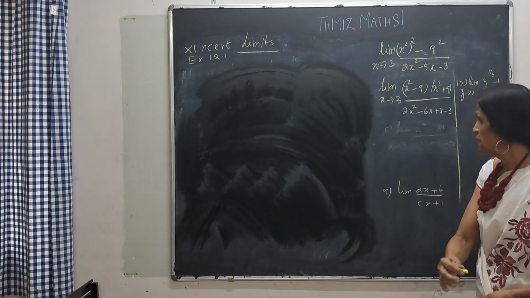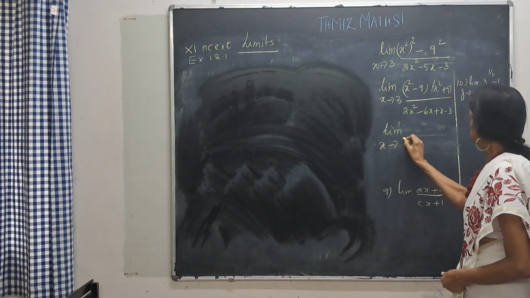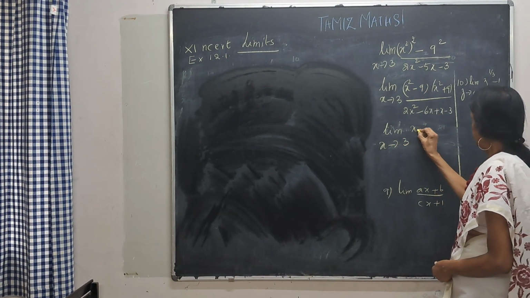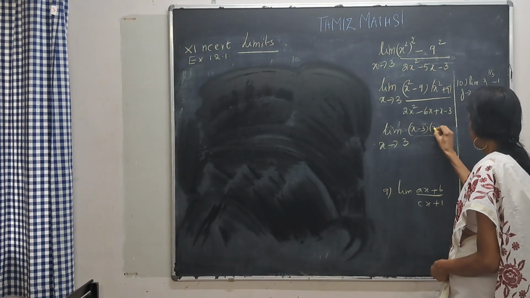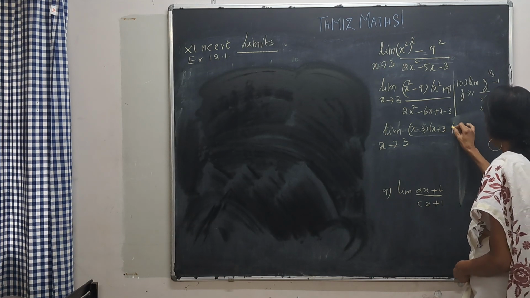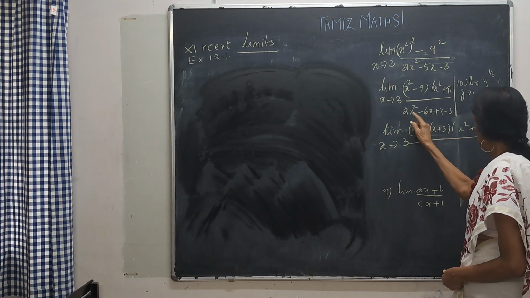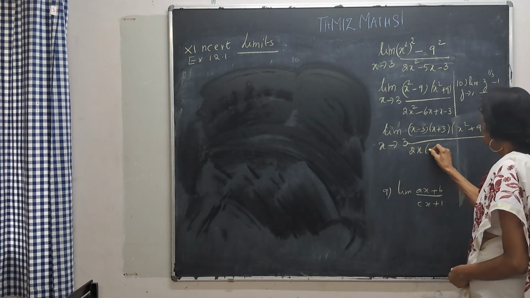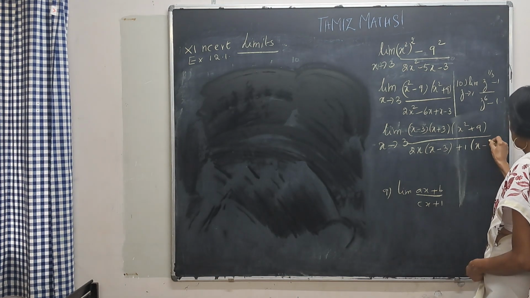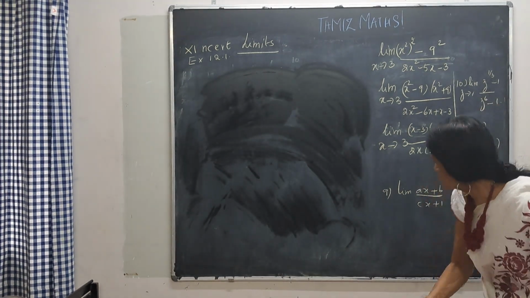Okay, I'll write it here. Limit x is tending to 3. x square minus 9 can be written as (x minus 3) into (x plus 3), and into (x square plus 9). Take out 2x outside: this is (x minus 3) plus 1 into (x minus 3). We have this. Now what are we going to do next?